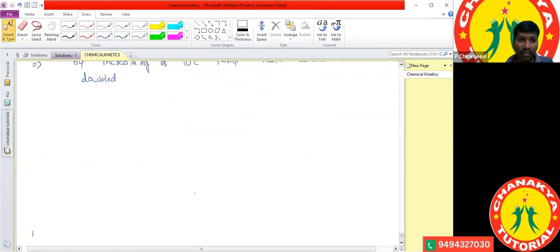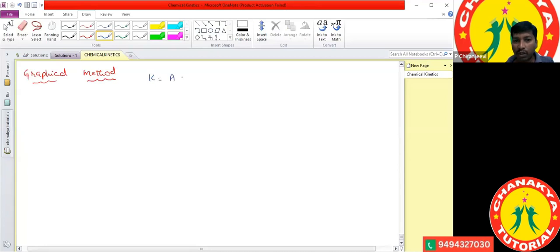So what is the first one? It is the graphical method. First we can take the graphical method. But before going to the graphical method, first we can write the equation. So what is the equation we wrote here?